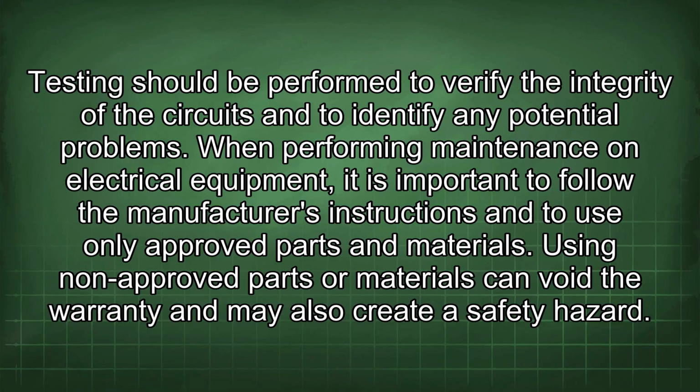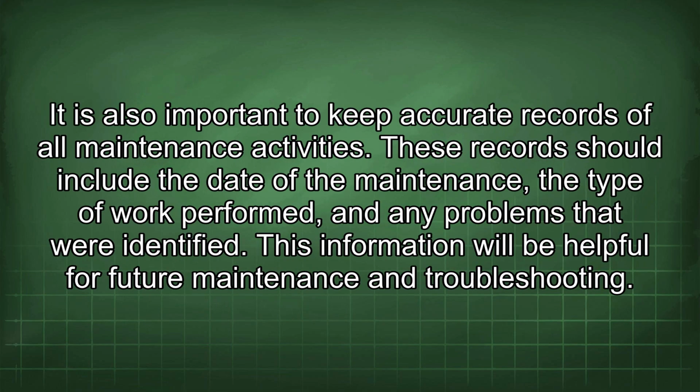When performing maintenance on electrical equipment, it is important to follow the manufacturer's instructions and to use only approved parts and materials. Using non-approved parts or materials can void the warranty and may also create a safety hazard. It is also important to keep accurate records of all maintenance activities. These records should include the date of the maintenance, the type of work performed, and any problems that were identified. This information will be helpful for future maintenance and troubleshooting.